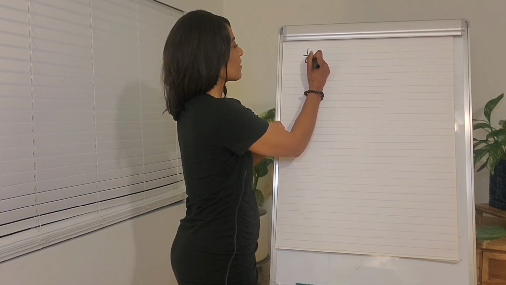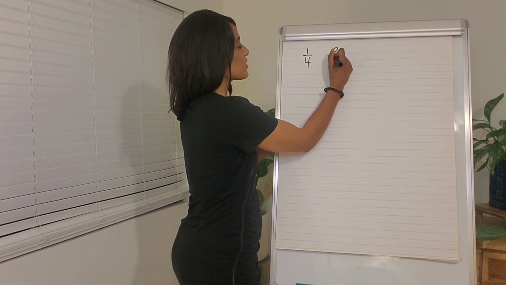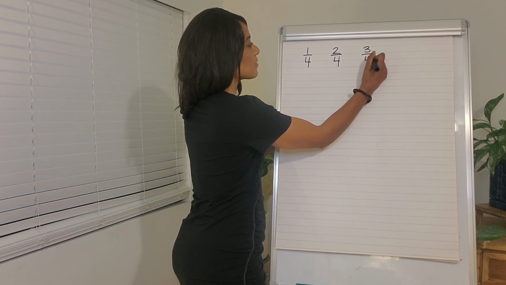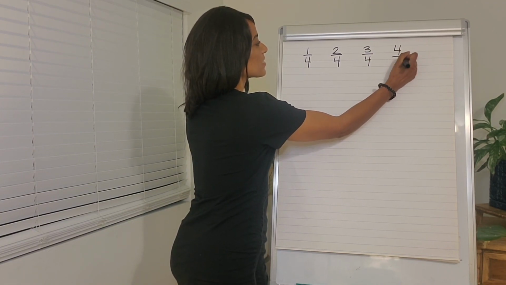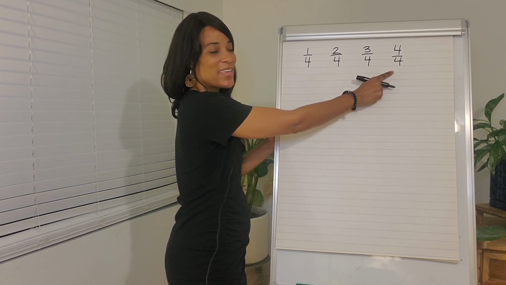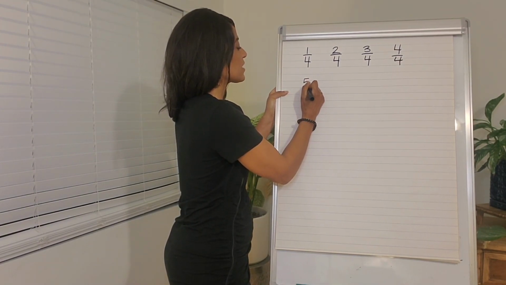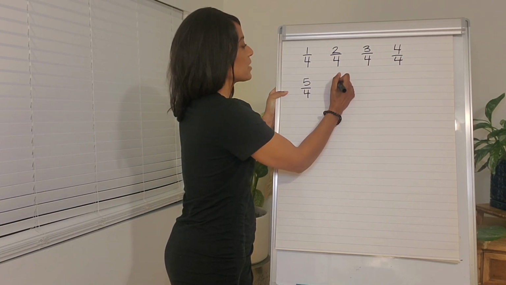1/4, 2/4, 3/4, 4/4, and then I'll stop there and I'll start a new row and I'll continue on with 5/4, and I'll ask the kids to count with me.